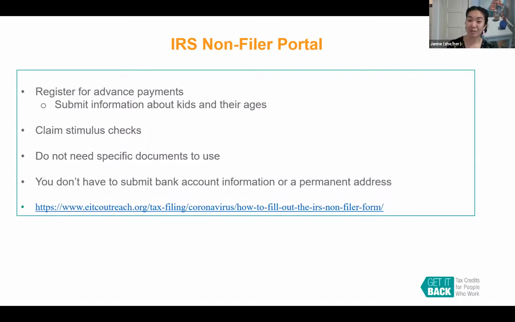You do not need specific documents on hand to use it, which is amazing for folks who might have lost documents, and you don't need to submit bank account information or have a permanent address. We did, at the link on the screen, create a guide to filling out the non-filer form that goes into the portal with more detail and has screenshots for everything you might see there.